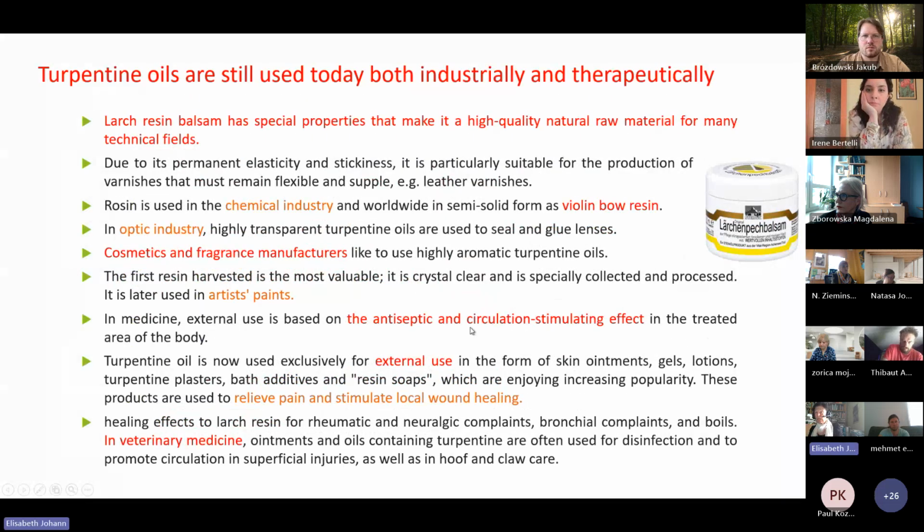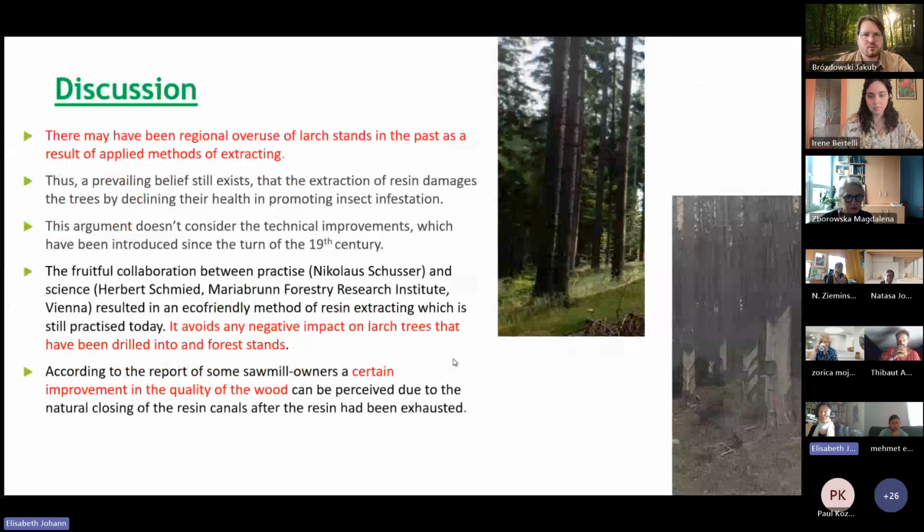Turpentine oils are still used today, both industrially and therapeutically. It has special properties that make it a high-quality natural raw material for many technical fields. It is used in the chemical industry, but of course also for violin bow resin, then in the optic industry, in cosmetic and fragrance manufacturers, in artist paints, and for an antiseptic and circulation stimulating effect. Today it's only used externally to relieve pain and stimulate local wound healing, but it's also often used in veterinary medicine. Some discussion.